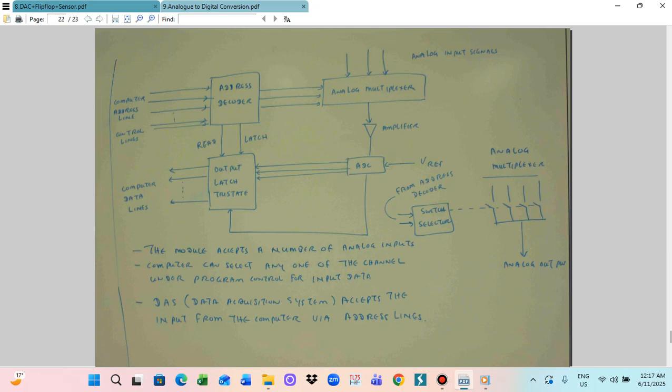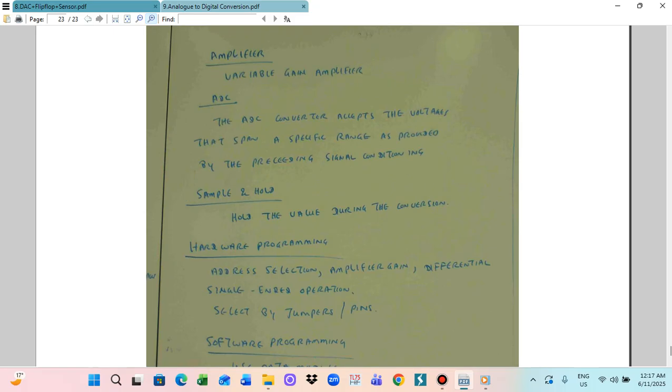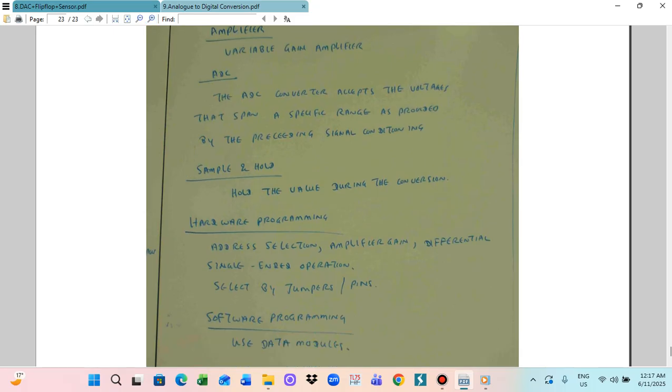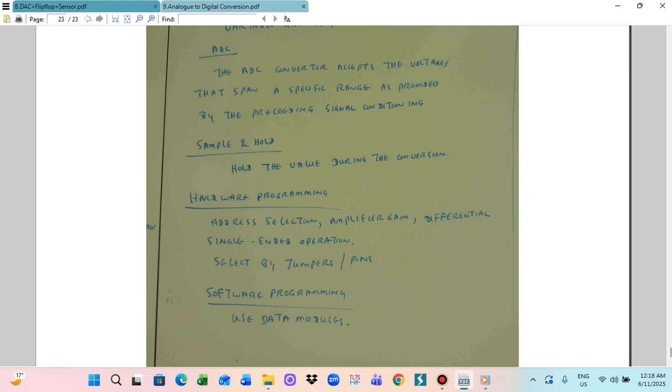line. So in the data acquisition system, the components required are the amplifier, a variable gain amplifier, the analog to digital converter, and also a sample and hold circuit. They also need to be compatible with the computer. The data module is designed to work with only one model or one type of computer, so this kind of data acquisition system depends on the computer type. When you change the computer type, everything also changes.